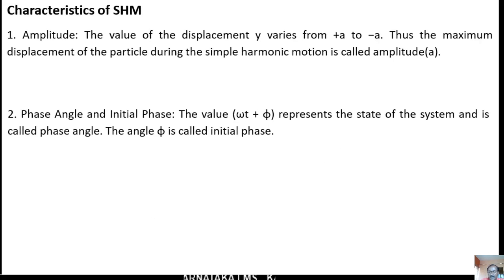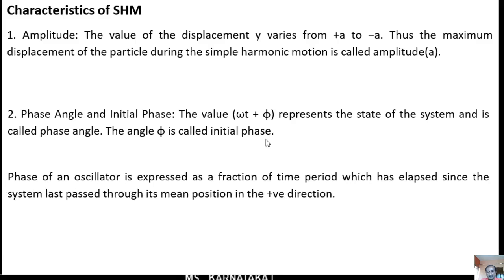Now the phase angle and initial phase. Here the value in the differential form of SHM, omega t plus pi, represents the state of the system and is called phase angle. The angle pi is called initial phase. In this equation, pi is called initial phase of the particle.